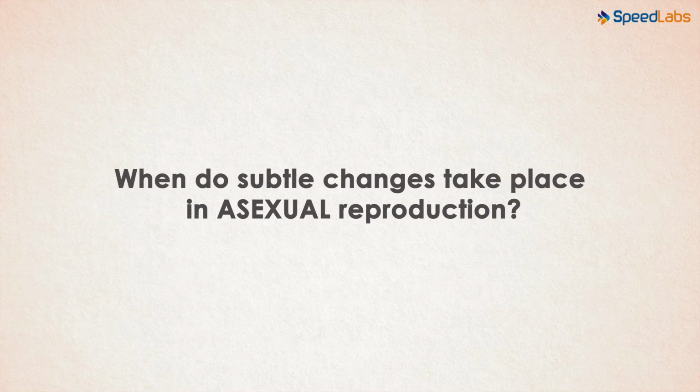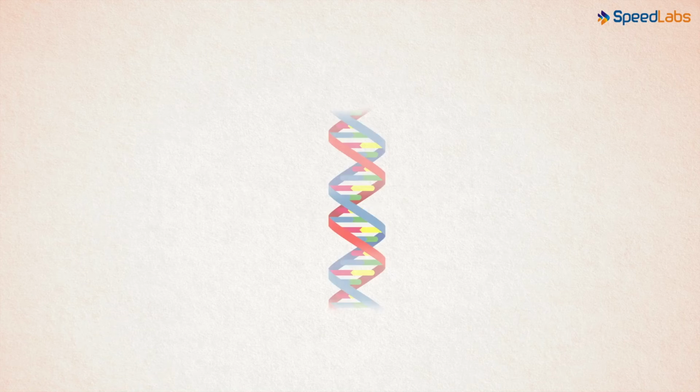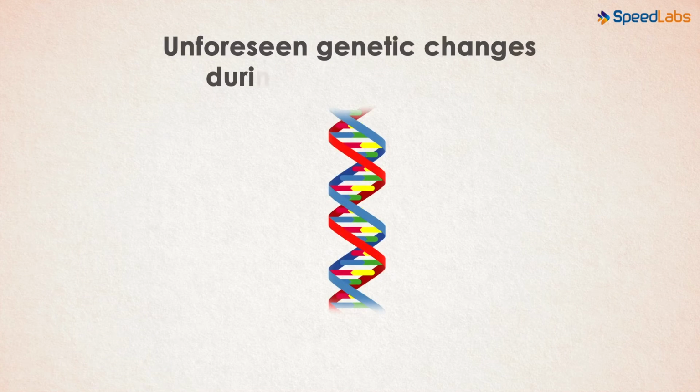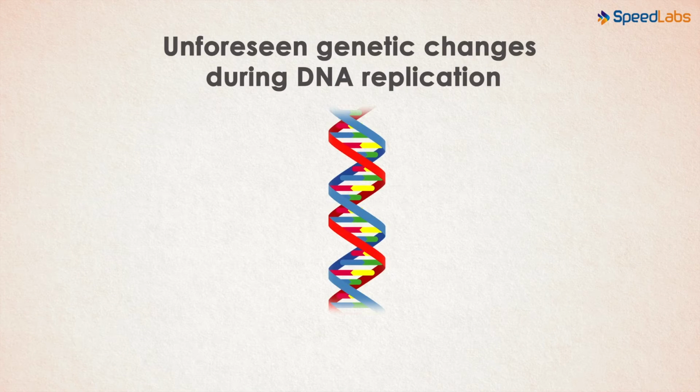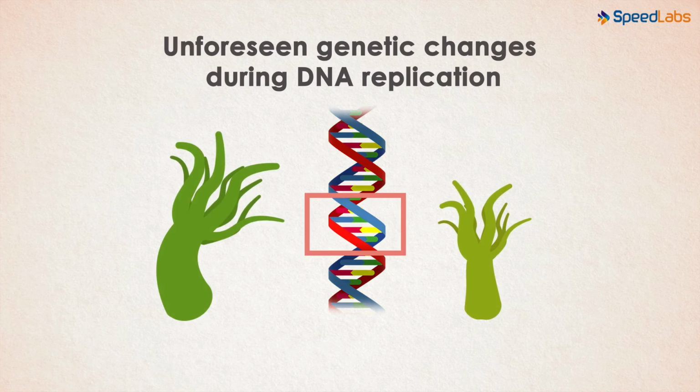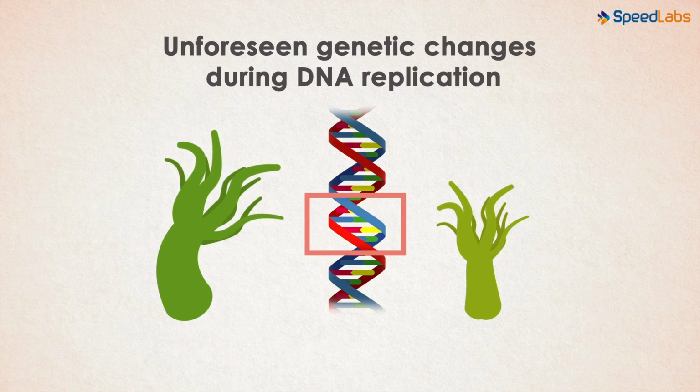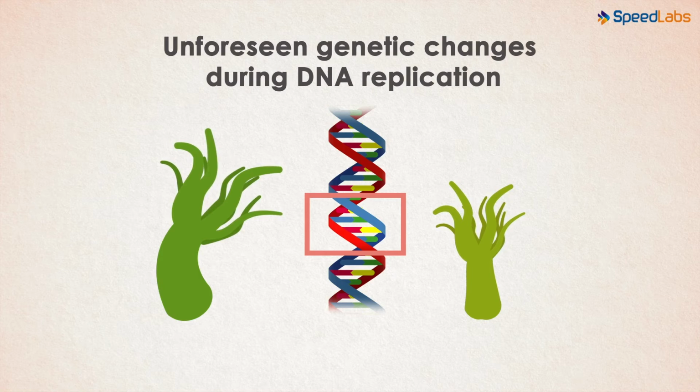When do subtle changes take place in asexual reproduction? That only happens when there are some unforeseen genetic changes while the DNA is being replicated. Only slight glitches in the biochemical process can lead to subtle changes in the baby organism. In sexual reproduction, however, this is not the case.